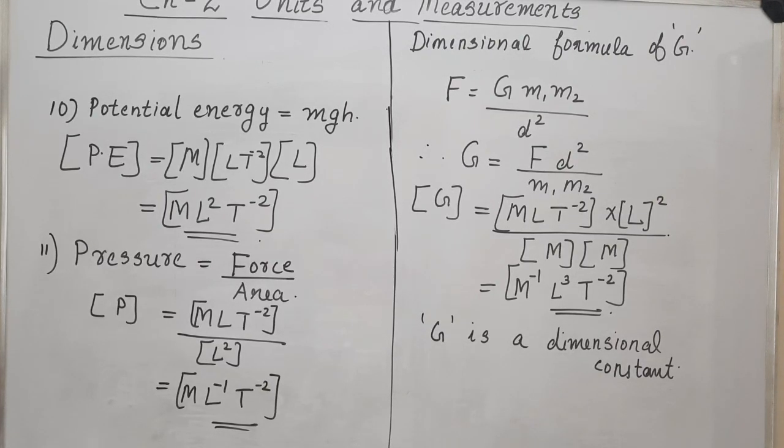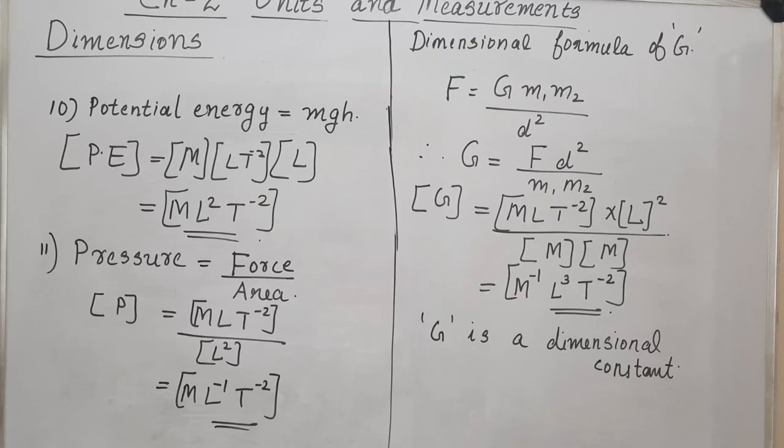Now coming to the next physical quantity, that is pressure. Pressure is equal to force by area. So finding the dimensional expression, we have MLT^-2 by L^2, that is ML^-1T^-2. So pressure has got dimension 1 in mass, minus 1 in length and minus 2 in time. So only this many derived quantities we are doing.